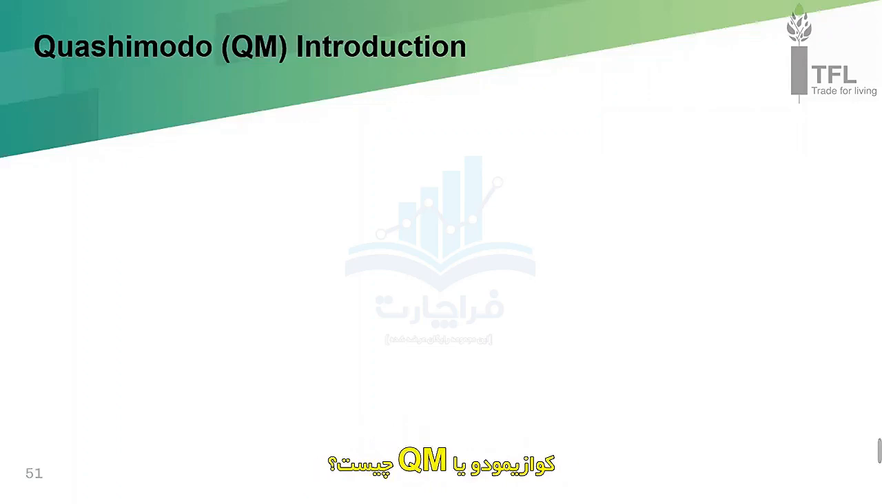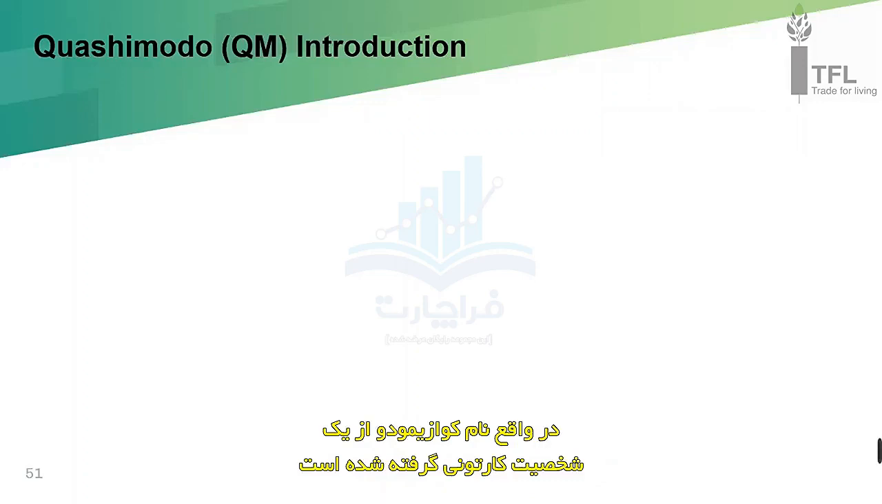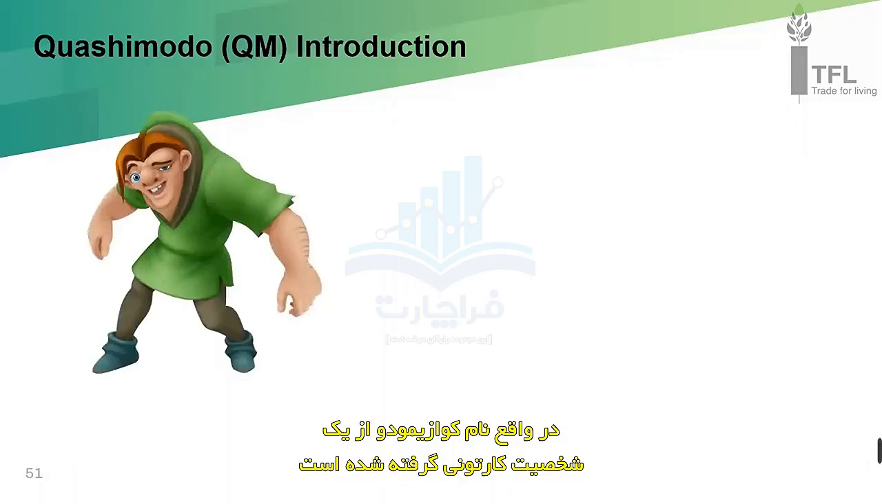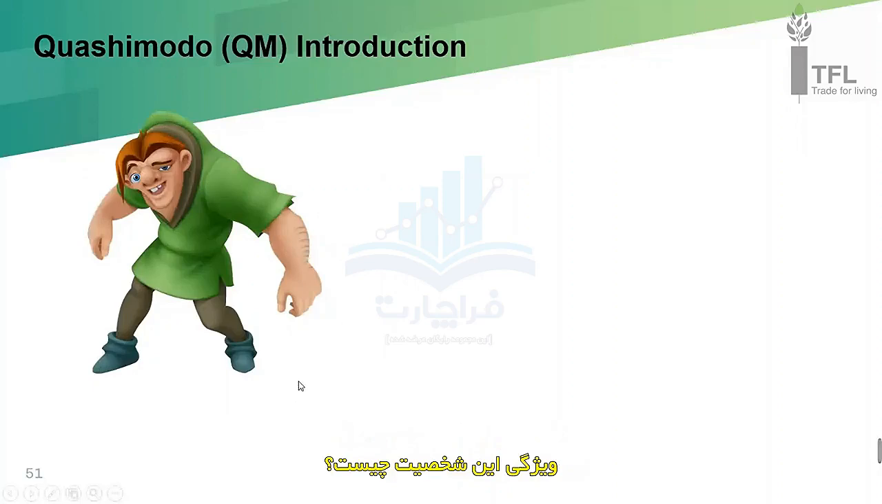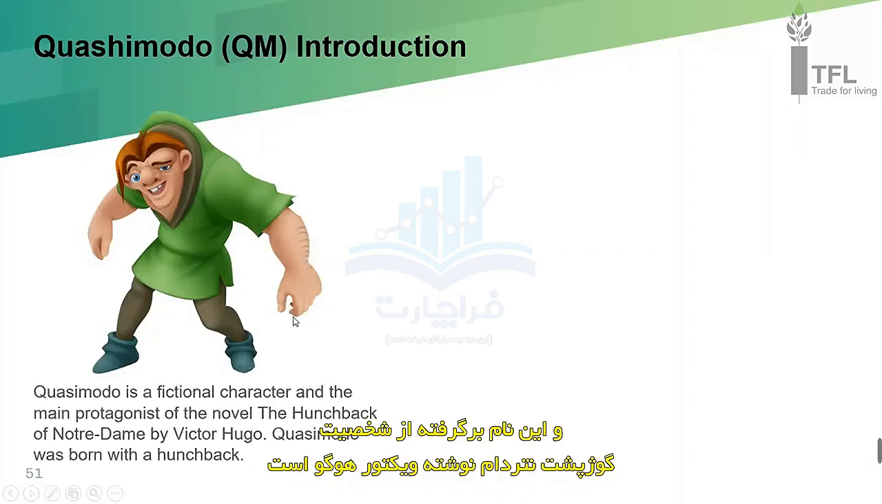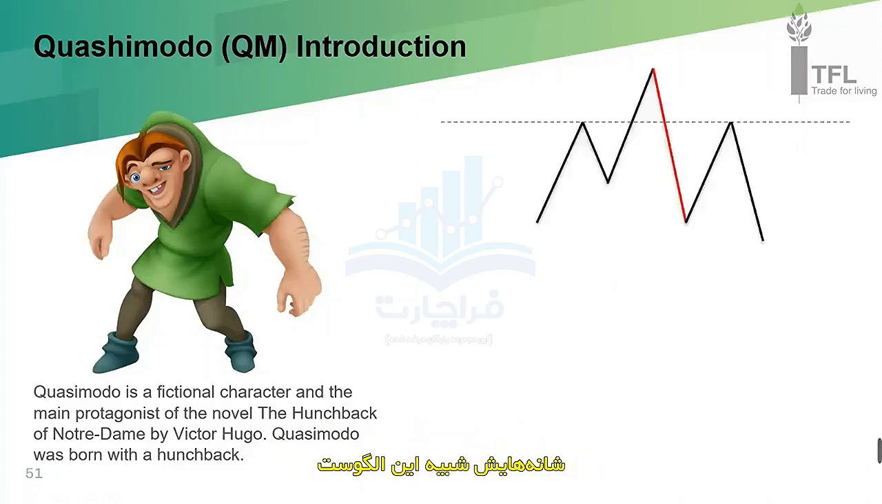So, what is Quasimodo? A lot of people know about QM. What is Quasimodo? Quasimodo is actually based on a cartoon character. If any of you know about this Disney cartoon character, this is one of them. The characteristic of this character is that it has uneven shoulders. One shoulder is higher, and the other shoulder is lower. This guy's name is Quasimodo, based on the fictional character, the Hunchback of Notre Dame by Victor Hugo. It looks exactly like the pattern that we are looking for in our trading.